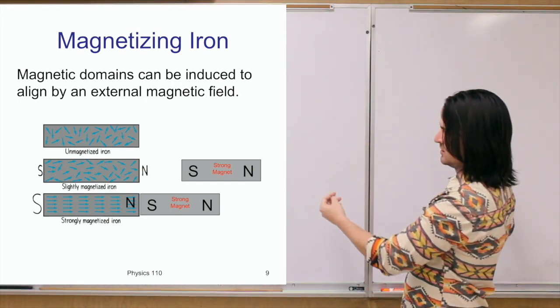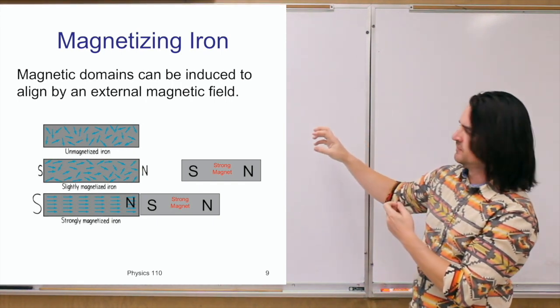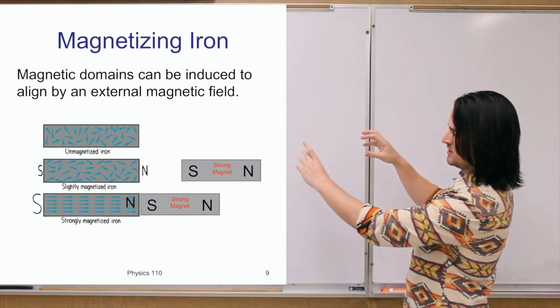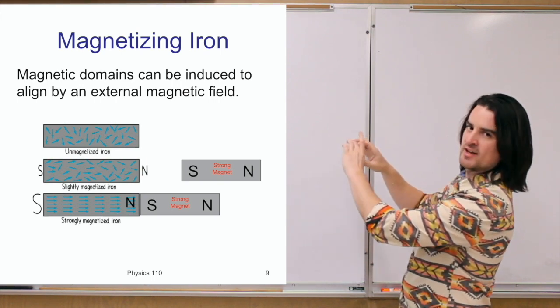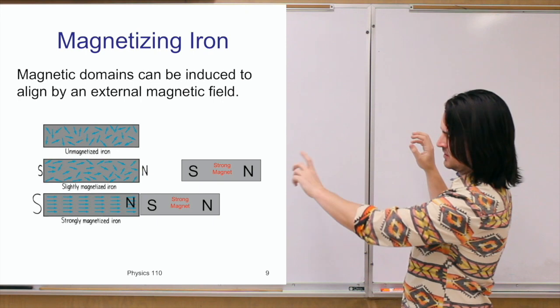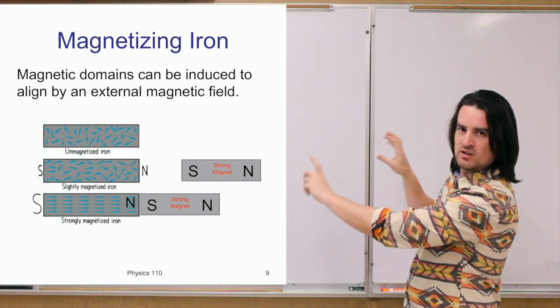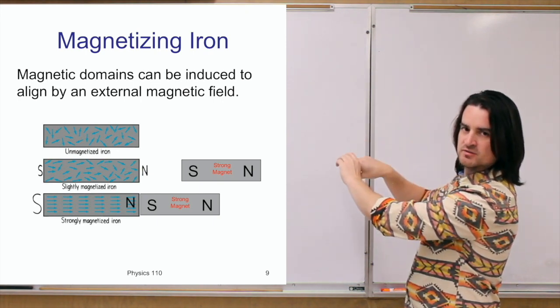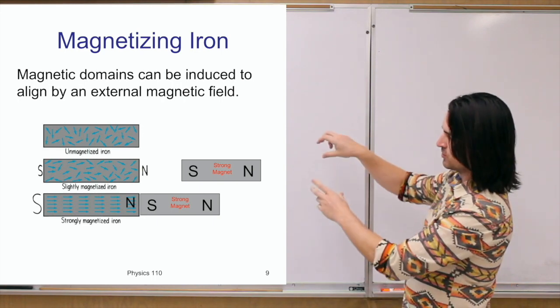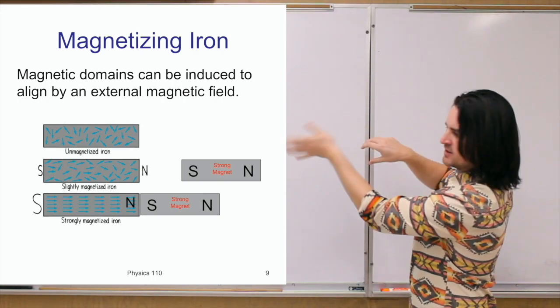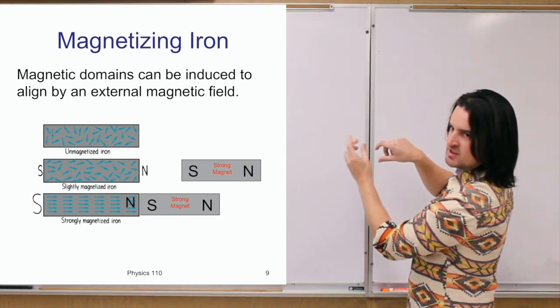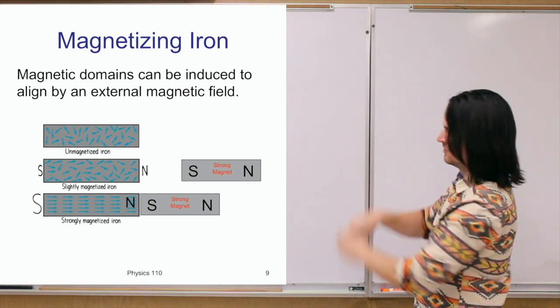So when I bring this south end of this strong magnet in, it's aligning all of those magnetic domains up such that they want to be attracted to that south. So in the end, I end up creating a magnetic north pole on the side that I'm bringing that south pole into. And this will always happen. If you brought the north pole in, then all these magnetic domains would align the other way, and you'd end up creating magnetic south that would be attracted to that magnetic north.